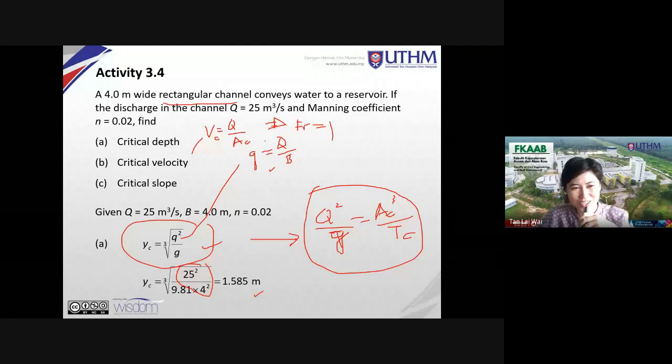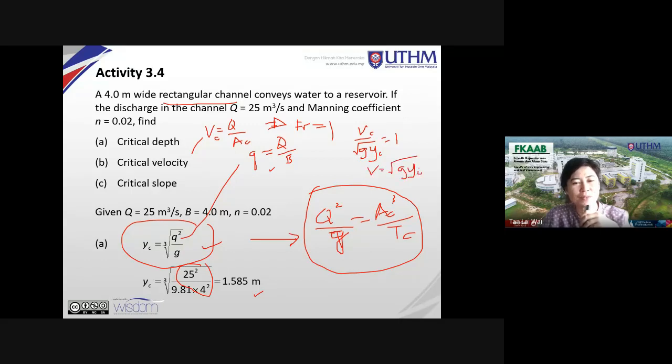Sebenarnya you akan jumpa VC juga. Sebab kalau Froude equals to 1, sebab dia keratan segi 4 kan, you can actually have V over square root GY. Untuk segi 4. Kalau tidak, you kena guna D, the hydraulic depth, which is A over T. So this would be equal to 1. You can actually find, since you already have YC, right? You can find your VC lah. Maknanya VC sama dengan square root GYC. Itu je. Simple kan? So mana-mana you boleh guna, you akan dapat juga jawapan yang sama.